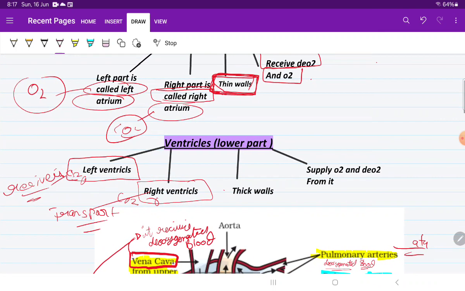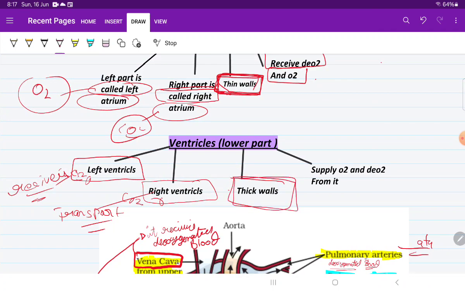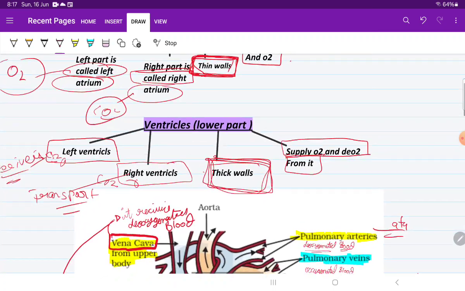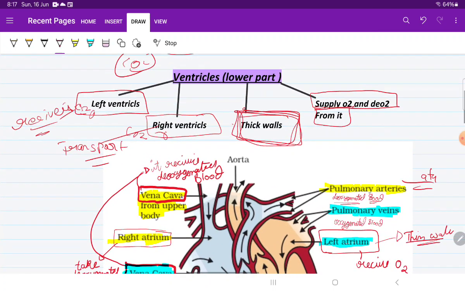Transport. They have thick walls, students. As they are transporting the blood, they have thick walls. Supply, this supply or transport both are the same. Supply O2 and DO2, that means deoxygenated.